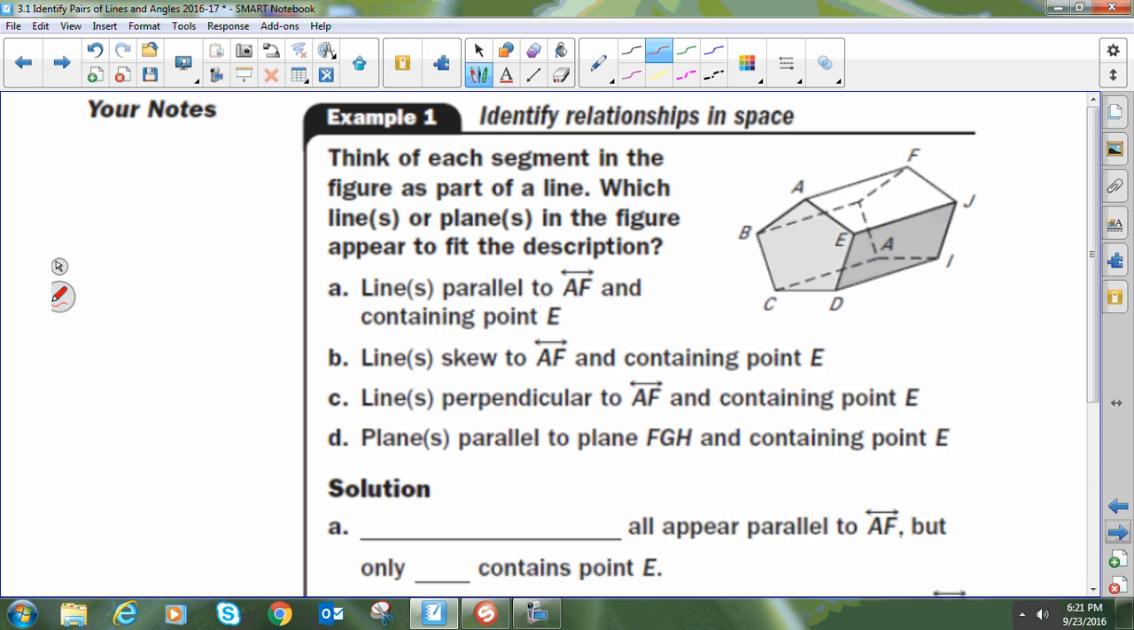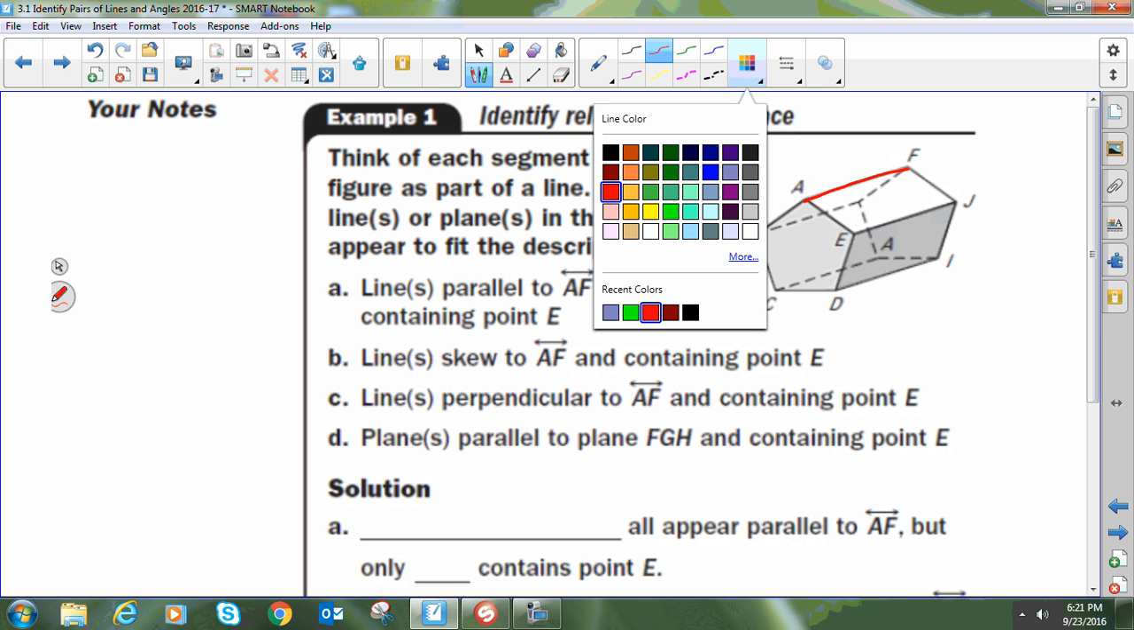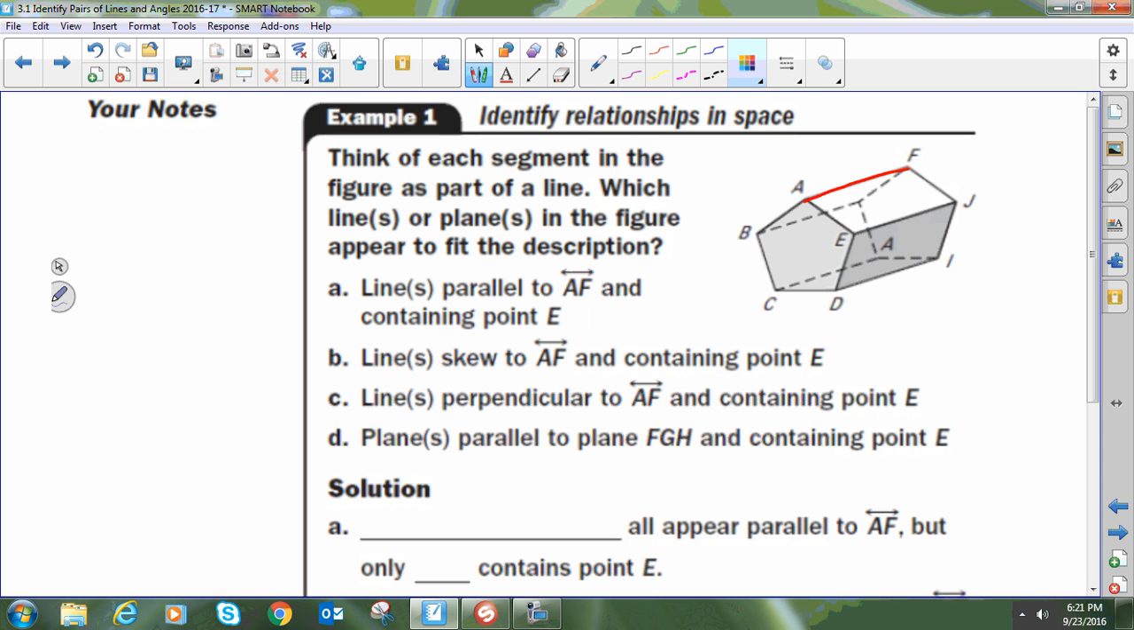But let's take a look and see what it's asking us to identify. We have these 4 things that it wants us to look for and identify in the figure. What are the lines that are parallel to line AF and contain point E? Well, I'm not going to be able to fit all of this on the screen here, but we can kind of look at this here. So let's look at AF. So here's AF, and we want to know what are all the ones that are going to be parallel to it. Well, all the ones that look like they would be parallel would be like E.